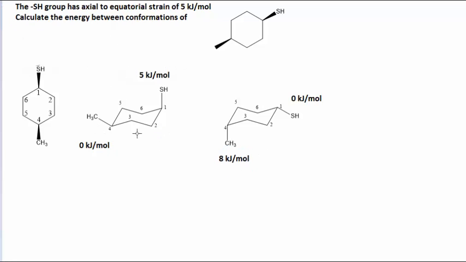So if we're going from this conformation to this conformation, we calculate the absolute value, or the difference between their energies, and you'll find that that's 3 kilojoules per mole. Okay, there's a slightly trickier variation on this problem. We'll take a look at it.